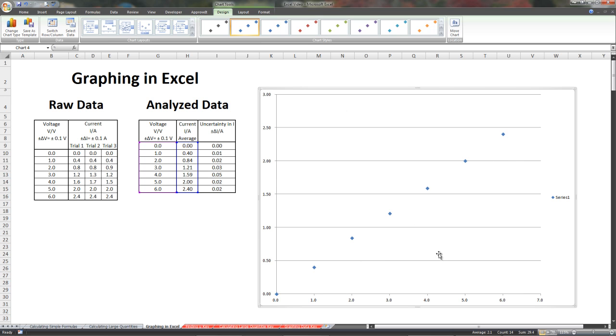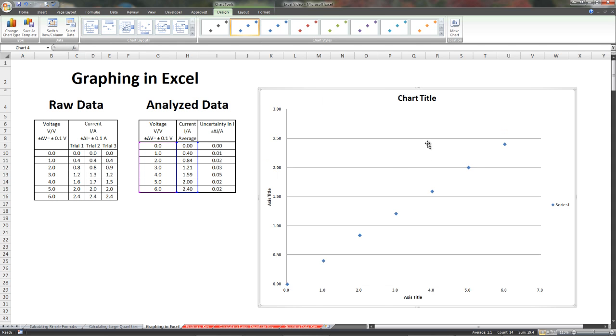Now, this graph that it gives us is very basic. And so the one I like to use is this one right here, the very first one on the Design tab. If I just click on it, it gives me a chart title, axis titles, and a legend. You don't really need the key or the legend unless you have more than one series. But right now, we only have the one series.